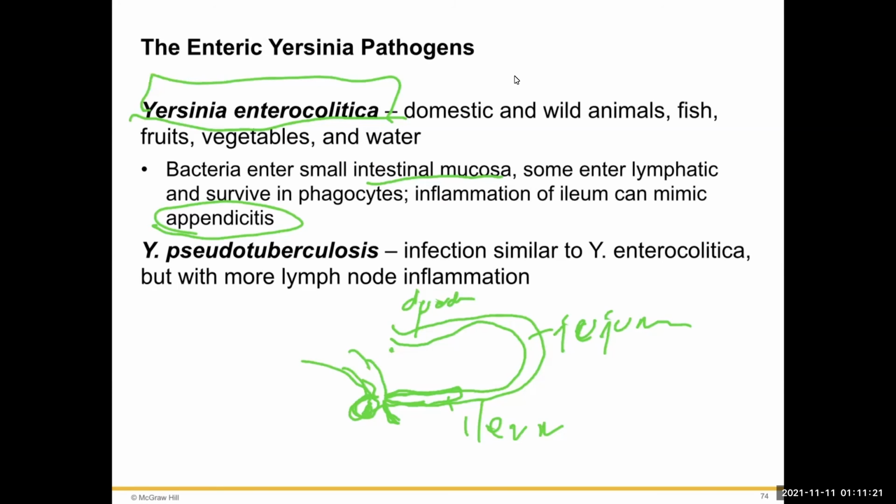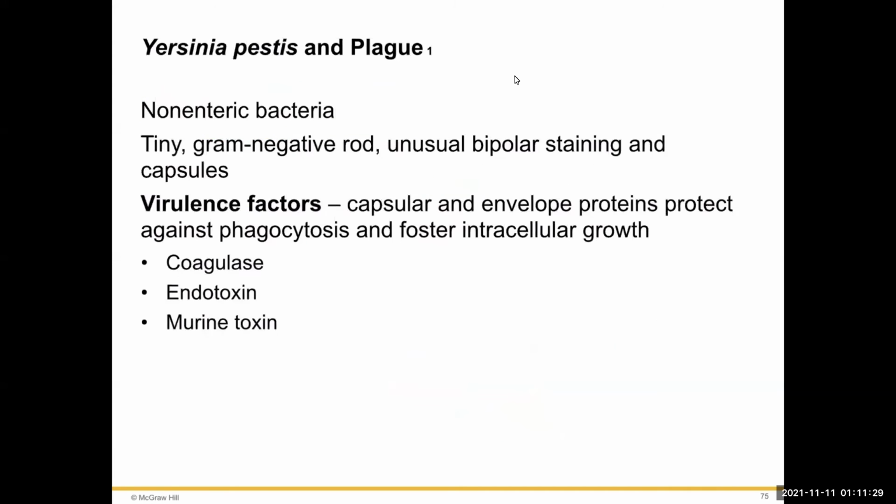Yersinia pseudotuberculosis is an infection similar to Y. enterocolitica, but more lymph nodes are infected with this one. Then Y. pestis and the plague, the bubonic plague, are non-enteric bacteria. They're tiny gram-negative rods with unusual bipolar staining and capsules. Virulence factors are capsular and envelope proteins that protect against phagocytosis and foster intracellular growth. So they protect it and they grow. That's what makes the plague so devastating. They produce coagulase, an endotoxin, and a murine toxin.